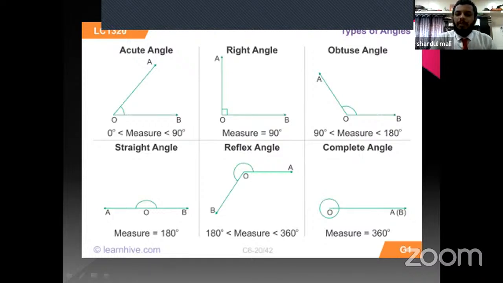After that, three more types of angles are present here. When the measurement of an angle is 180 degrees, we call it a straight angle. More than 180 degrees and less than 360 degrees, we call a reflex angle. And a complete 360 degrees is a complete angle, which we have learned in the sixth standard.